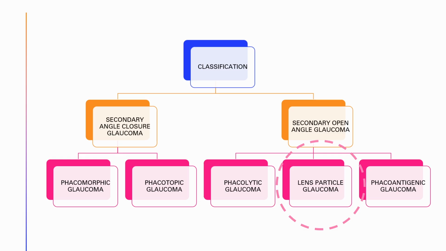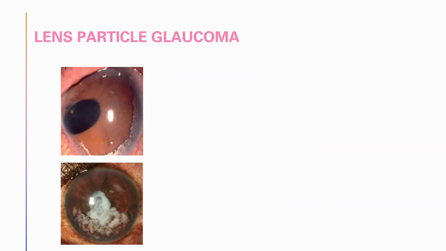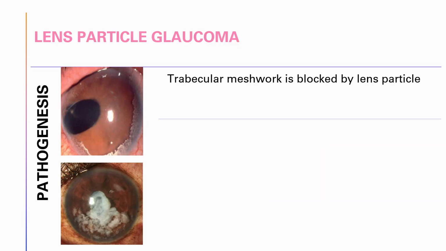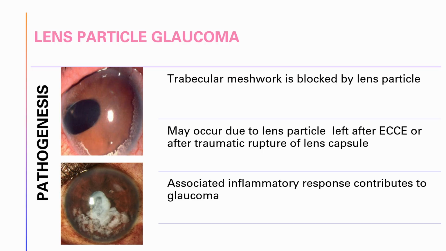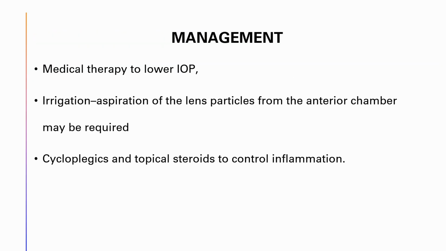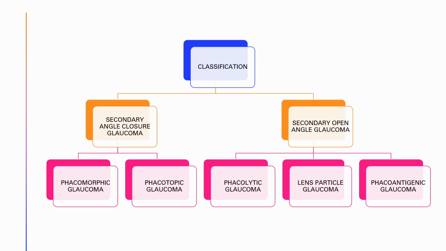Now coming to lens particle glaucoma, the pathogenesis is trabecular meshwork is blocked by the lens particle, which may occur due to lens particle left after ECCE or after traumatic rupture of the lens capsule, and associated inflammatory response contributes to the development of glaucoma. Management is medical therapy to lower the IOP, irrigation aspiration of lens particle from the anterior chamber, and cycloplegic and topical steroid to control the inflammation.